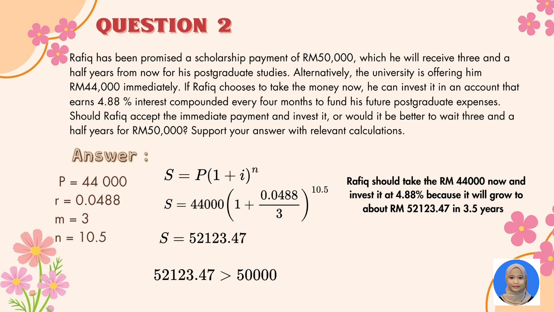To decide which option is better, we calculate the future value of 44,000 ringgit Malaysia after 3.5 years. We use the compound interest formula, which is S equals P, open bracket 1 plus I, close bracket power N. We have P equals 44,000 ringgit, R equals 0.0488, M equals 3, and N equals 10.5. After substituting the values, this gives us a future value of about 52,123.47 ringgit. Since the value is more than the 50,000 ringgit offered later, Rafiq should take the 44,000 ringgit now and invest it, because it will grow to a higher amount in 3.5 years.